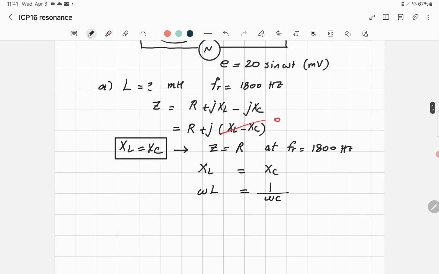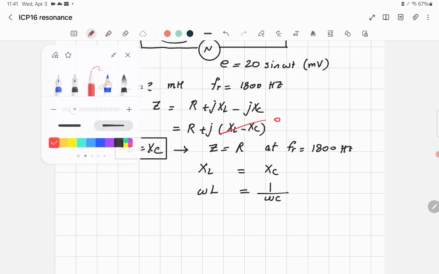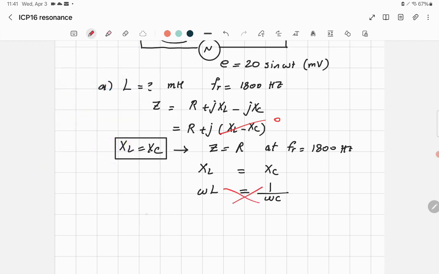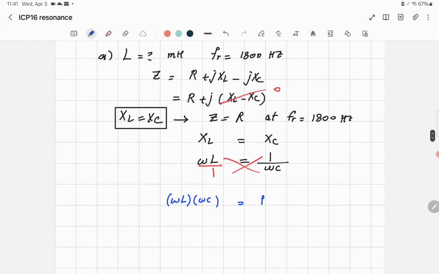So if you multiply both sides, omega L over 1 equals 1 over omega C, so you get omega L times omega C. So the answer will be omega square LC is equal to 1. This condition shows the relationship between the frequency at resonance, L, and C.